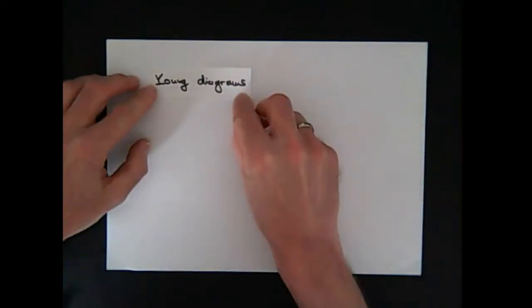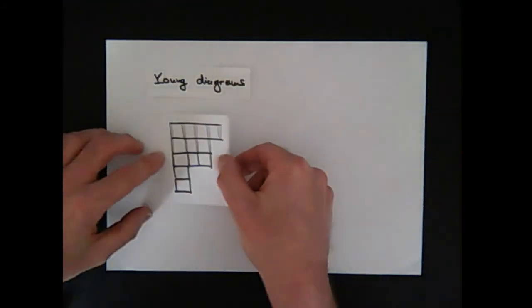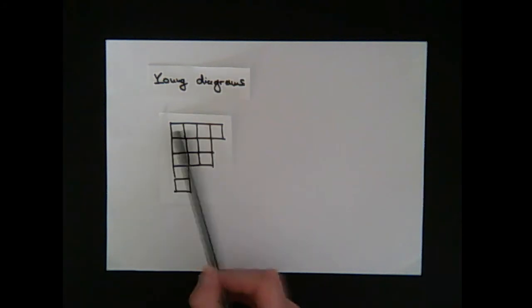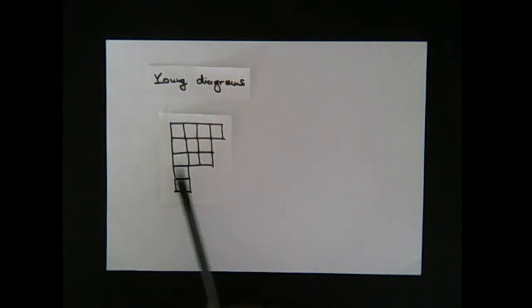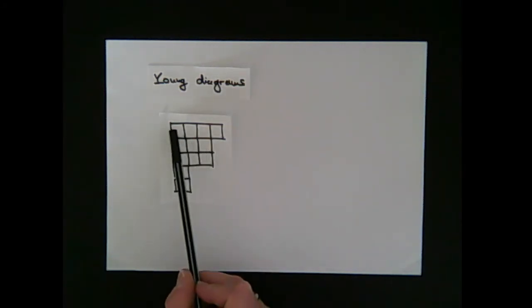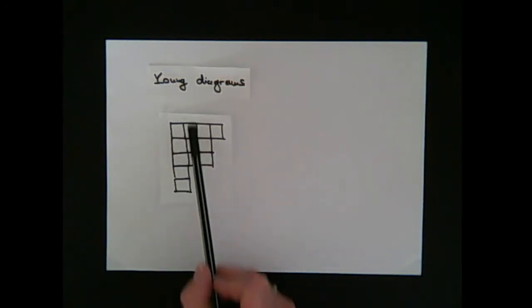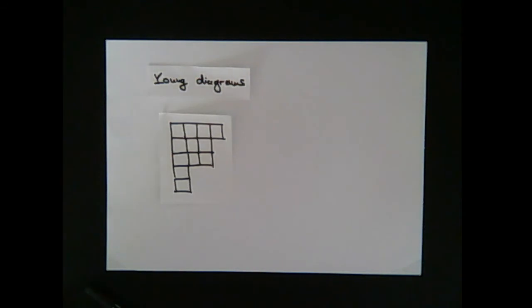A Young diagram is an arrangement of boxes in rows and columns. So for example, this is a Young diagram. It's important that the boxes in the rows are left aligned, and the length of the rows does not increase when we go down from top to bottom.